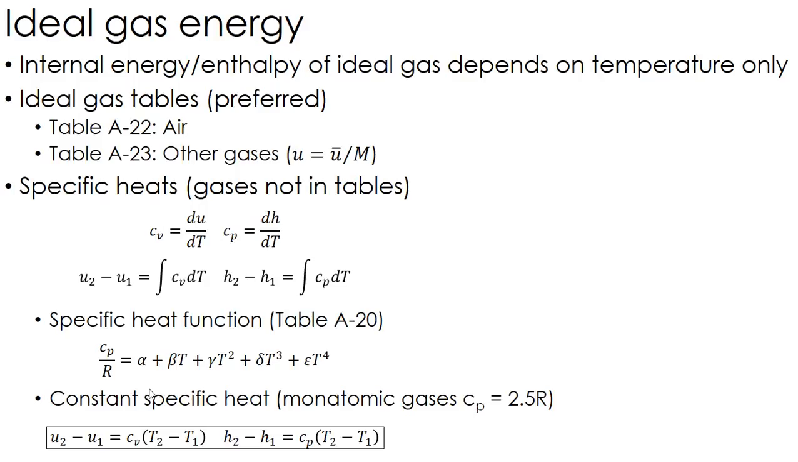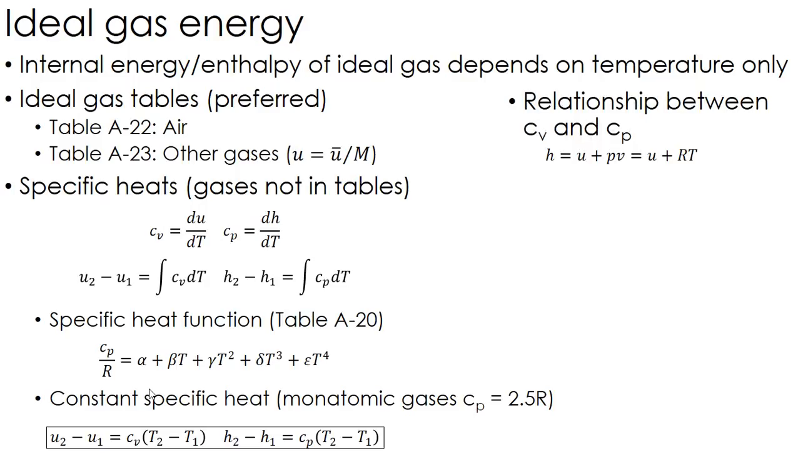If there's a table, use it. If not, then we have to start approximating using these specific heats. If it's argon, neon, helium, then specific heat actually is constant, and you can use the equation at the bottom here. Now, one more thing about these specific heats.